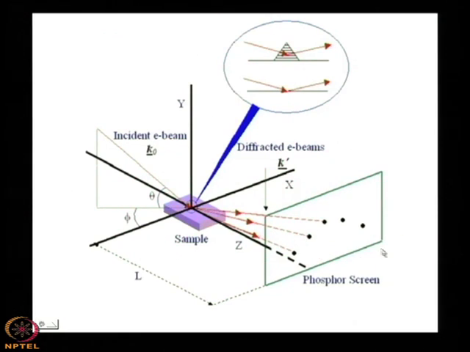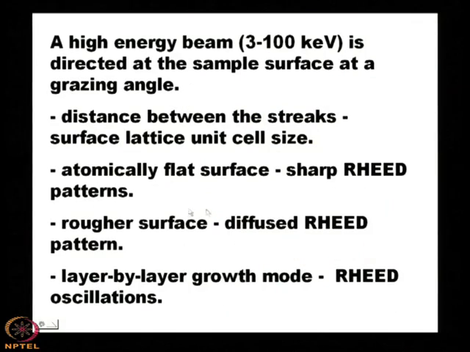So, there is a monitor or a screen which is attached to the MBE system to see the structure or the surface of the sample, and you see that sharp RHEED patterns are obtained when an atomically flat surface is there. If your substrate, if your epitaxial layer is atomically flat, then sharp RHEED patterns will be there. If a rougher surface is there, then a diffused RHEED pattern will be there.